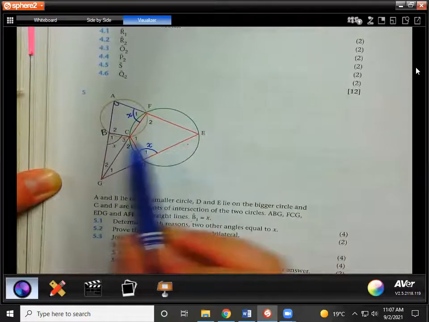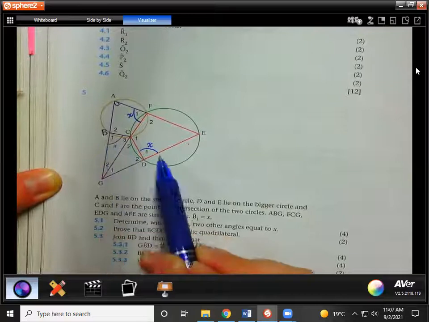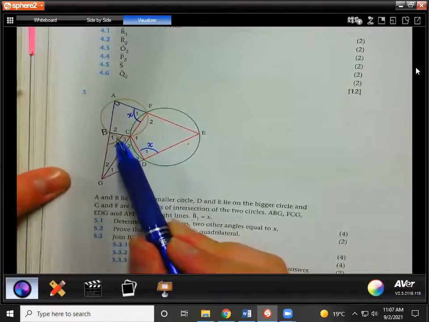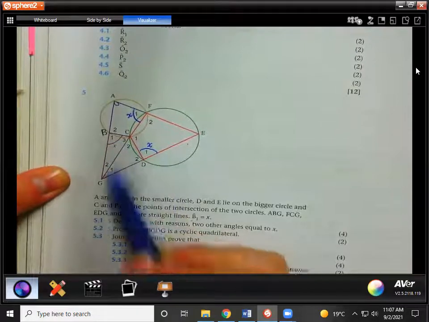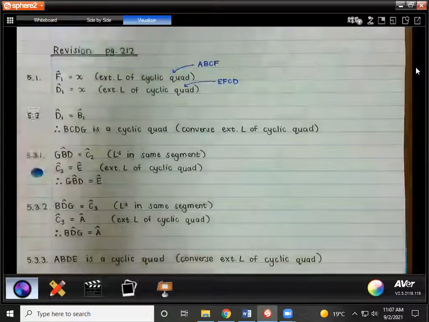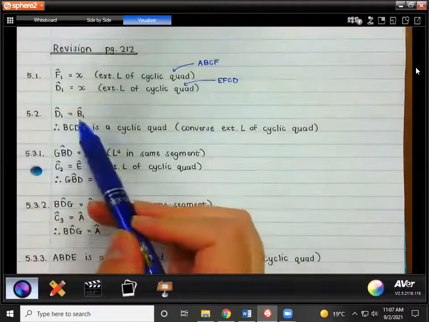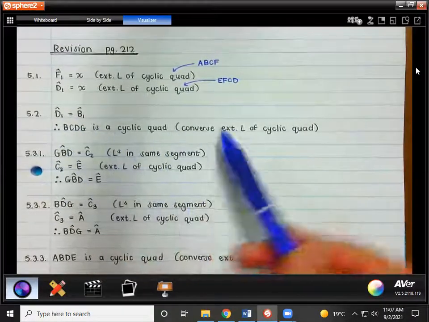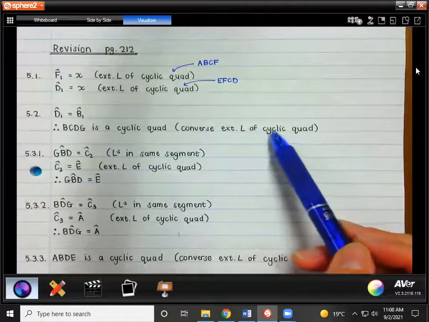Okay, so D1 is equal to B1. D1 would be the exterior angle, B1 would be the opposite interior angle. Because they are equal, this is a cyclic quad. All right, so there we go. D1 is equal to B1. Therefore, BCDG is a cyclic quad. Converse exterior angle of cyclic quad.